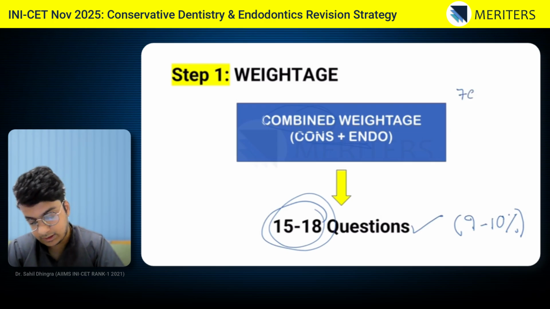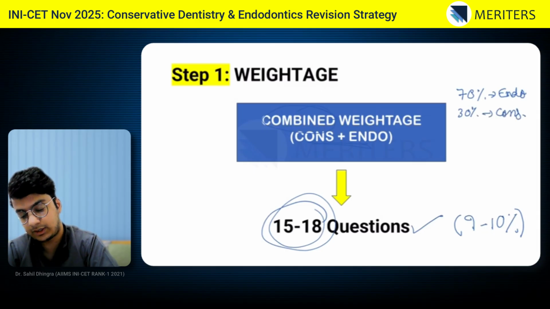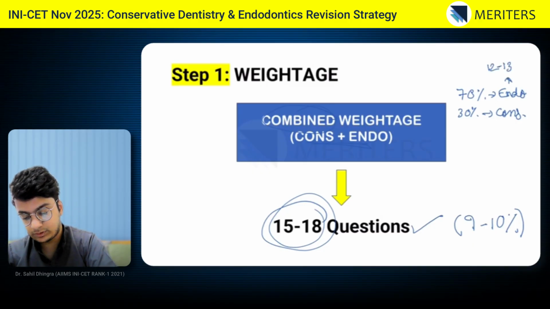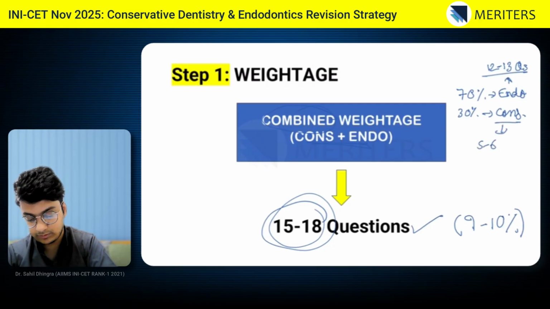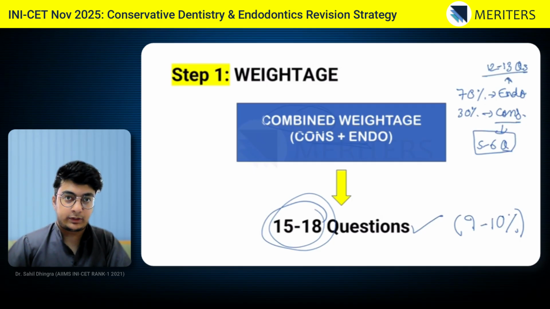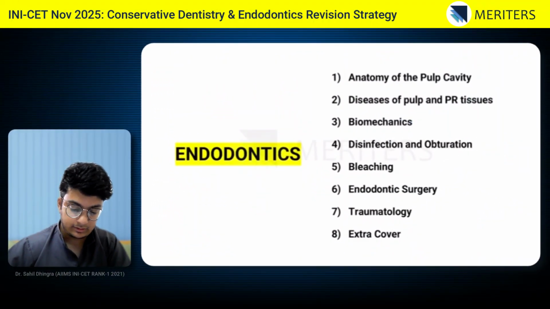Now among cons and endo, 70% of your questions would be from endodontics and only 30% would be from conservative dentistry, that is your cons. So roughly 12 to 13 questions would be from your endo and around 5 to 6 questions would be asked from conservative. Now, what all will be those topics or questions which are the most important? We will discuss in the subsequent slide.